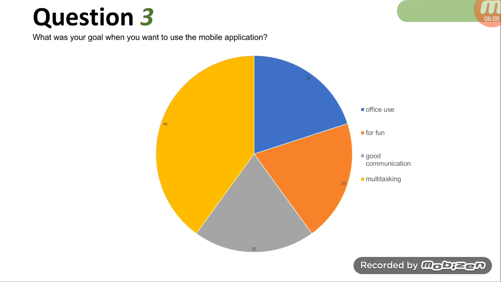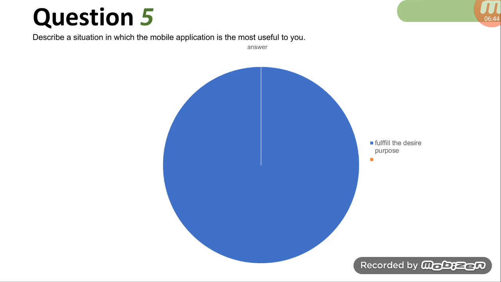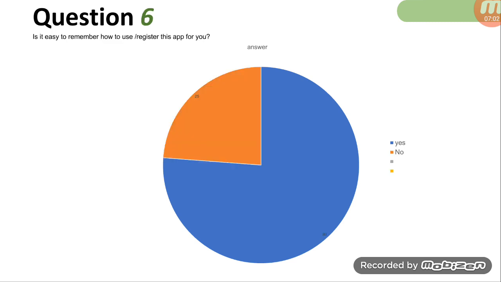The next question: what was your goal when you wanted to use the mobile application? 40% of users answered multitasking purposes, 20% office use, 20% fun, and 20% good communication. Next, does the mobile application help you achieve your goals with the existing features? 100% of the users answered yes. Next, describe a situation in which the mobile application is most useful to you. 100% of the users said the application fulfills the desired purposes.